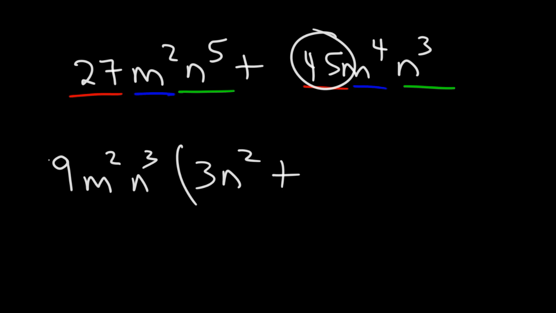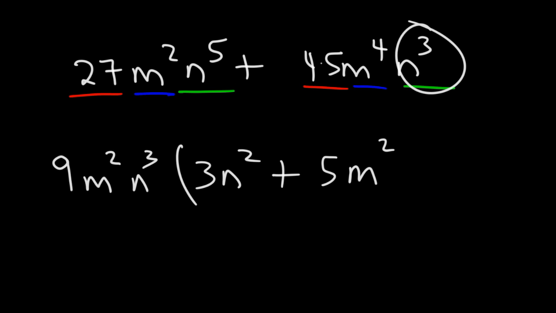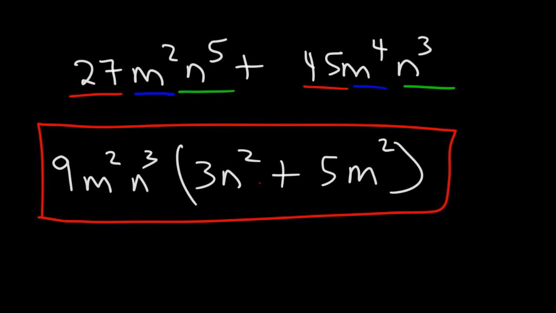Now, 45 divided by 9 is 5. M to the 4th divided by m squared, 4 minus 2 is 2, so it's just m squared. And then n to the 3rd divided by itself is 1. So the answer is what we see here. This is it.